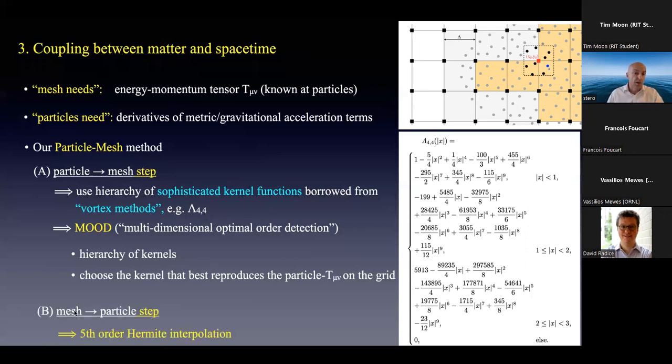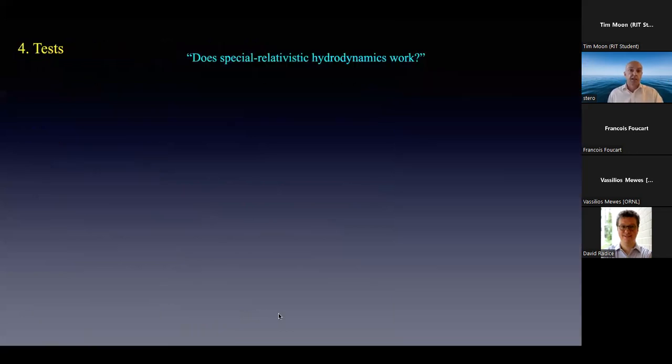And then you have, of course, the other step. You have to map the metric quantities from the mesh to the particle. And this is done with a fifth order Hermite interpolation. And well, the details are laid out in the papers that I've just mentioned before. Now, this is actually pretty difficult, or technically rather complicated. And I guess the most important thing that you would like to know is then, well, does it actually work? And I think, yes, it does.